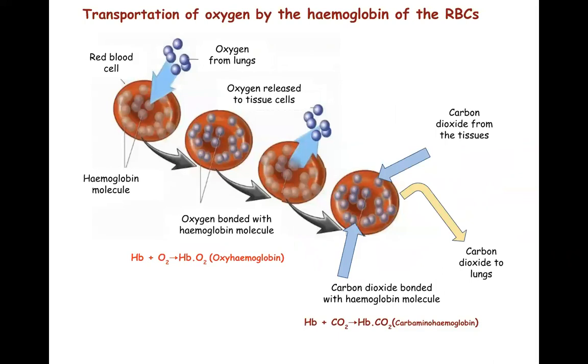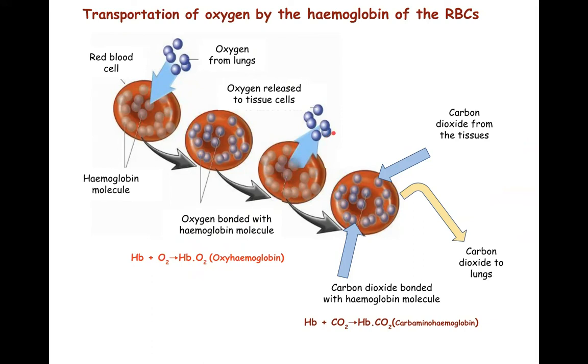Now, how is transportation of oxygen done by hemoglobin? When the blood from the lungs comes, this blood is rich in oxygen. It is oxyhemoglobin. This oxygen-rich blood comes to the tissues. In the tissues, the oxyhemoglobin will immediately release its oxygen because oxyhemoglobin is very unstable.